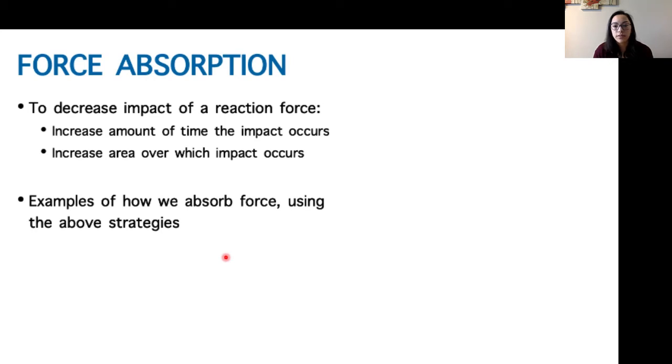Recall Newton's third law of action and reaction. We're not always solely interested in generating forces, but we also absorb forces as well. There are two primary strategies a person can use to decrease the impact of a reaction force. The first is increasing the amount of time that the impact occurs, and the second is to increase the area over which the impact occurs.